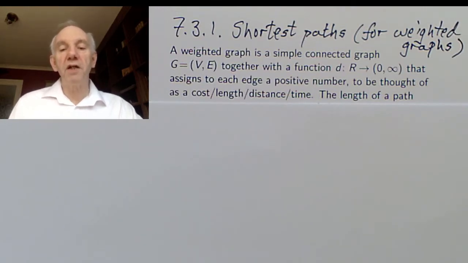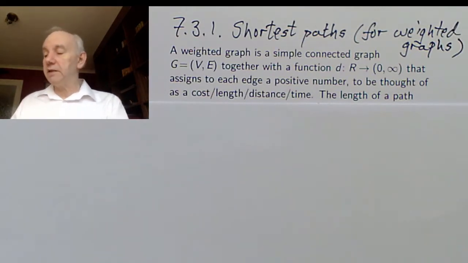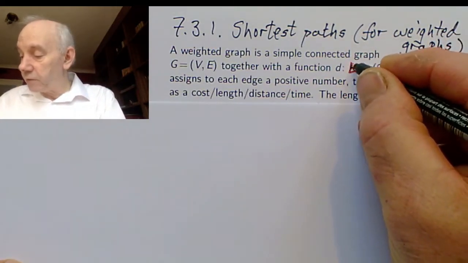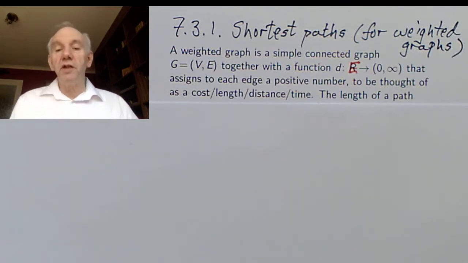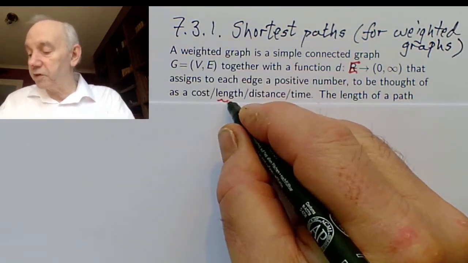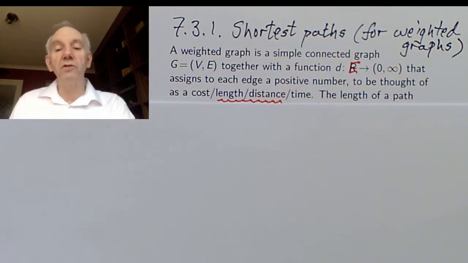So assigning the weight to each edge means that we have a mapping D, D stands for distance, from the set of edges, which should be here E, not R, from the set of edges E to the positive real numbers. And as I say, I tend to think of this weight as length or distance, but it can have other interpretations. So I'll be talking equivalently about length or distance. So having assigned a weight, and that just means putting a number on each edge of a graph, we can obviously define the length of a path.